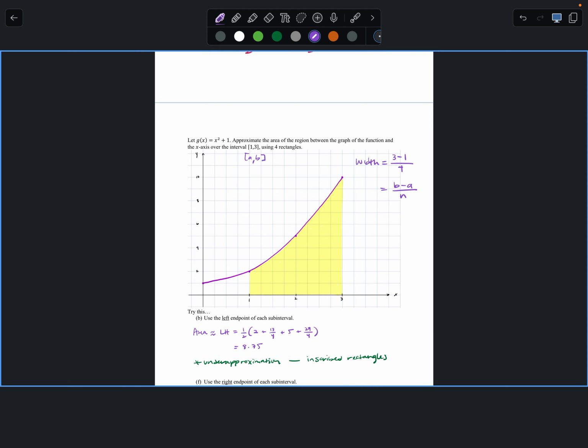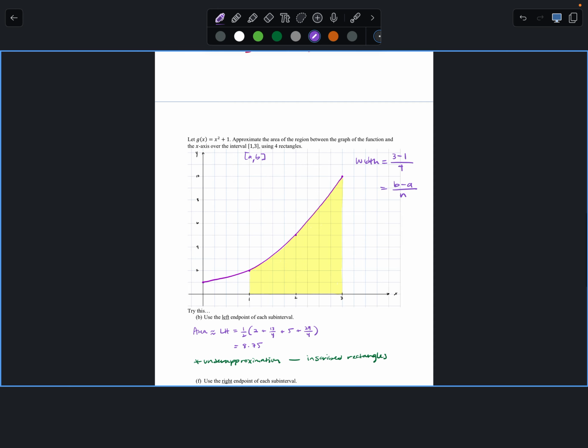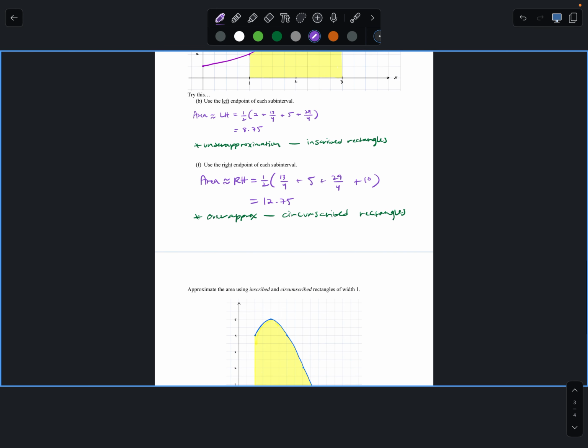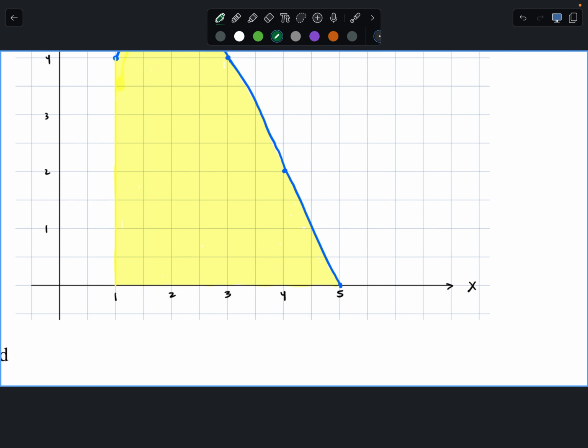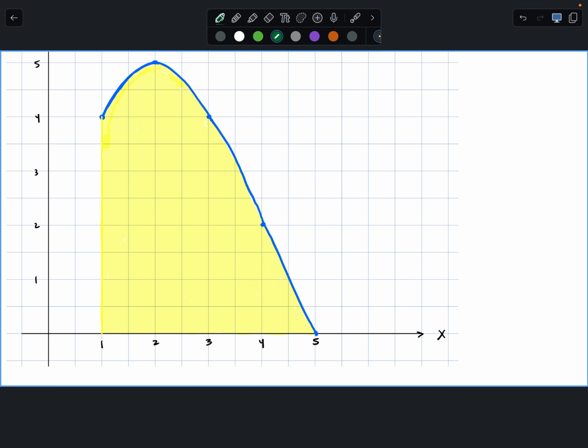Okay, questions? Do we understand what we're doing? Okay. So last one, except the directions are telling us to approximate the area using inscribed and circumscribed rectangles that all have a width of 1. So if they all have a width of 1, here we go, I'm going to partition.